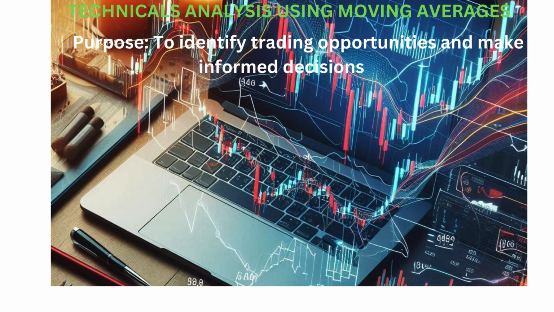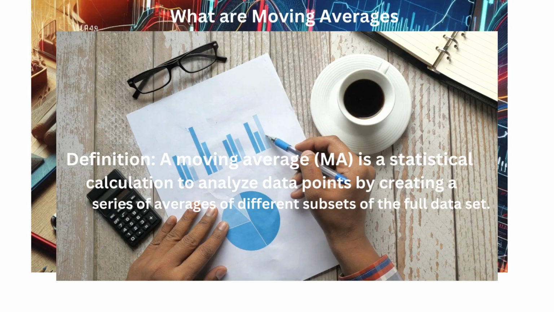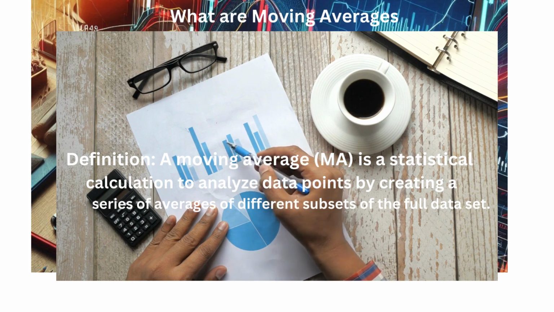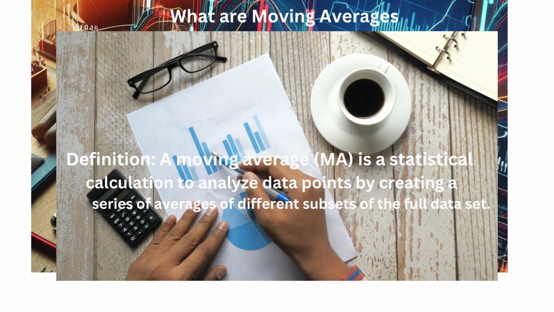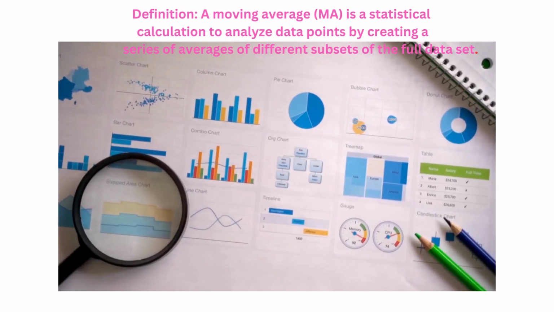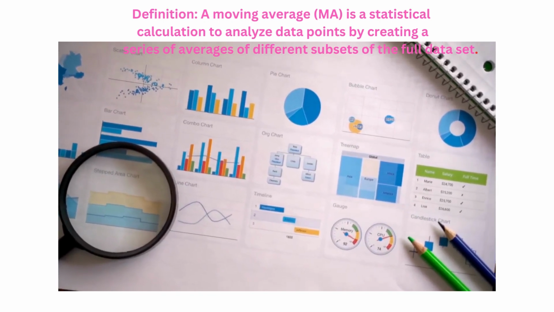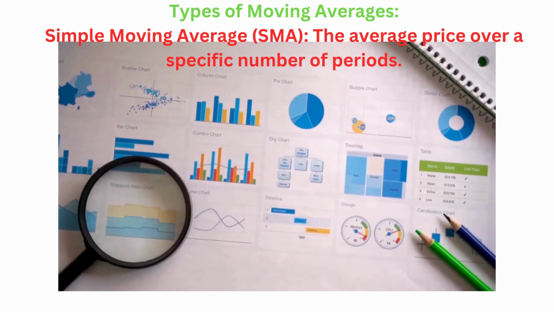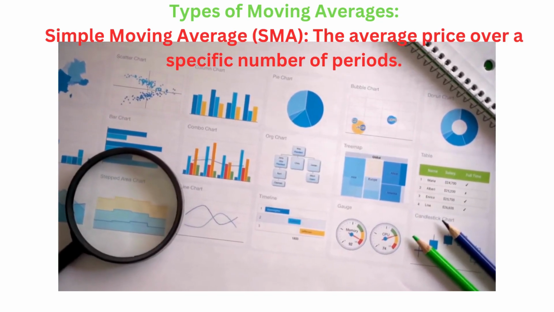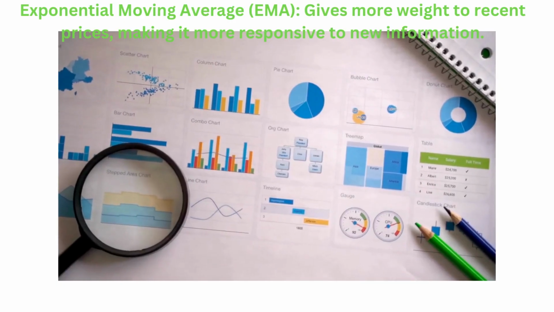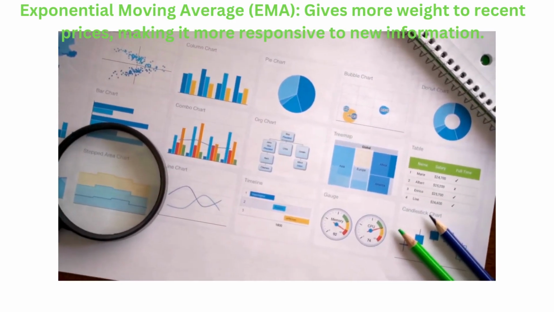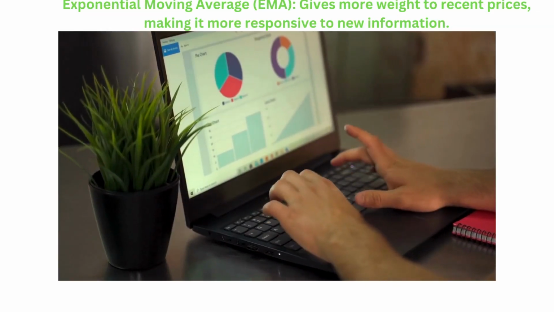2. What are moving averages? Definition: a moving average is a statistical calculation to analyze data points by creating a series of averages of different subsets of the full dataset. Types of moving averages: simple moving average, which is the average price over a specific number of periods; exponential moving average, which gives more weight to recent prices, making it more responsive to new information.